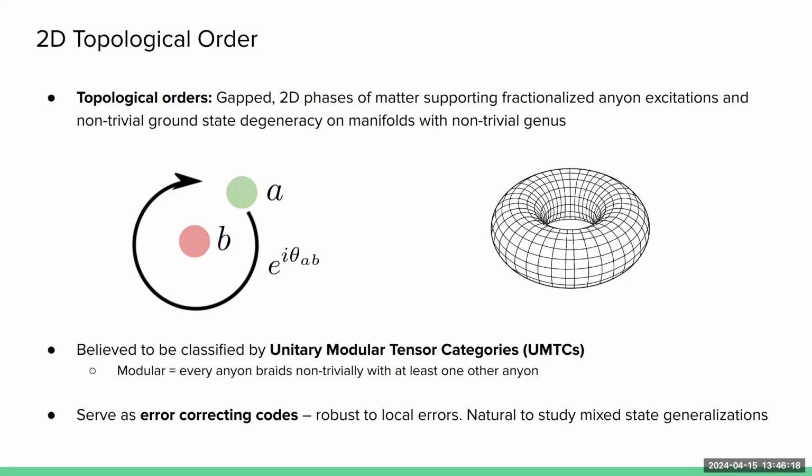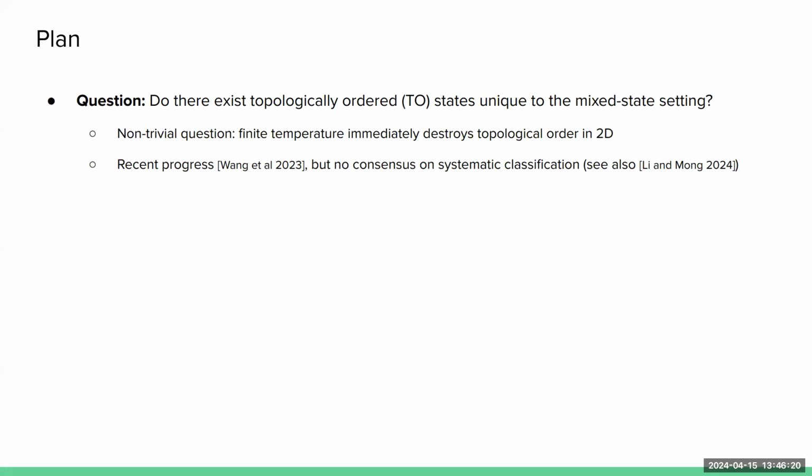In particular, it's natural to ask whether we can, in some sense, get a new kind of topological order in these mixed state settings. I should say this is a non-trivial question, since the natural mixed state you might consider is the Gibbs state or the thermal state, which we know in 2D does not support topological order. Any finite temperature results in proliferation of all anyon excitations and immediately destroys the topologically ordered ground state. So one has to be a bit more creative in how you generate potentially interesting mixed states.